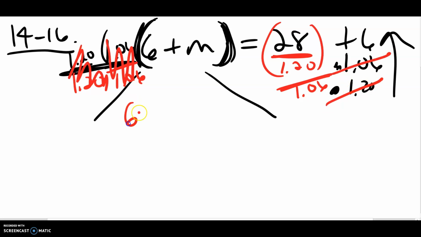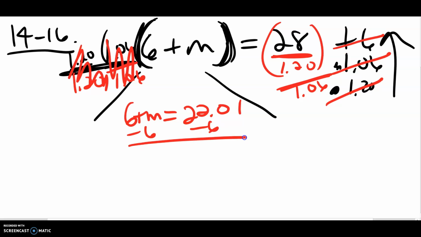So now I get 6 plus m equals, and I think when I divided twice, I got 22.01. And then to get rid of adding 6, you subtract 6, because again, you're just undoing order of operations. So the meal is about 16.01. Okay. Now, what's my other option?